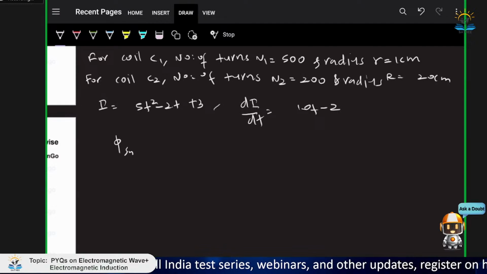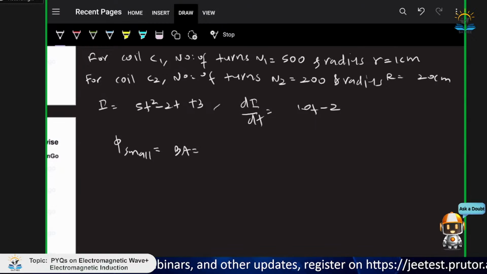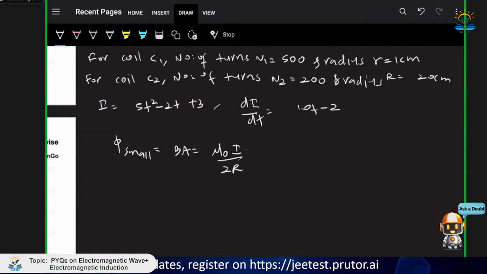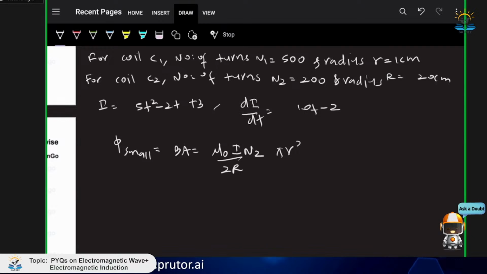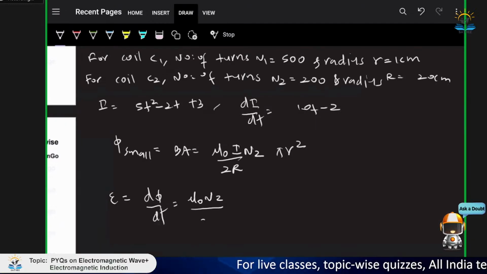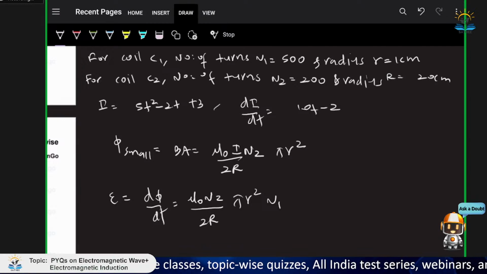Flux in the small coil will be how much? B into A. Magnetic field will be mu naught I by 2R. Correct. Times the number of turns, that is N2. Correct. Into pi r square for the small coil. Correct. So induced EMF in the small coil will be how much? d phi by dt. It is mu naught N2 by 2R, pi r square into N1 into dI by dt.